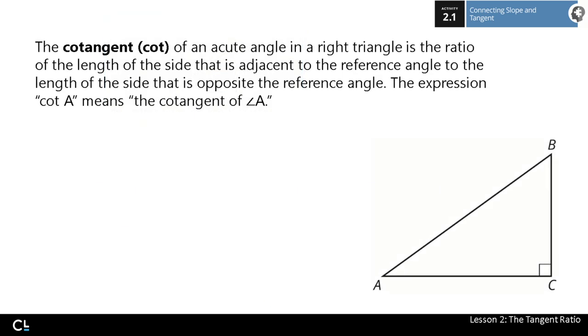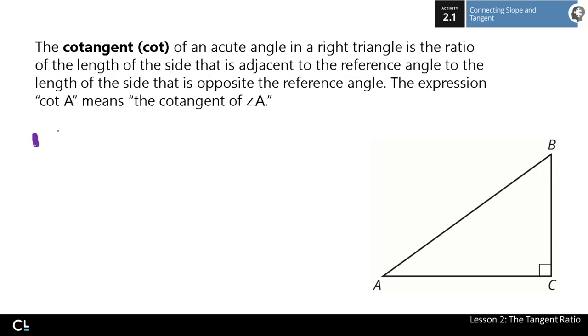Cool. Now, we also have something called our cotangent. So the cotangent of an acute angle in a right triangle is the ratio of the length of the side that is adjacent to our reference angle to the length of the side that is opposite our reference angle. The expression cot A means the cotangent of A. So basically, what we could say is the cotangent is just the opposite of tangent, right?